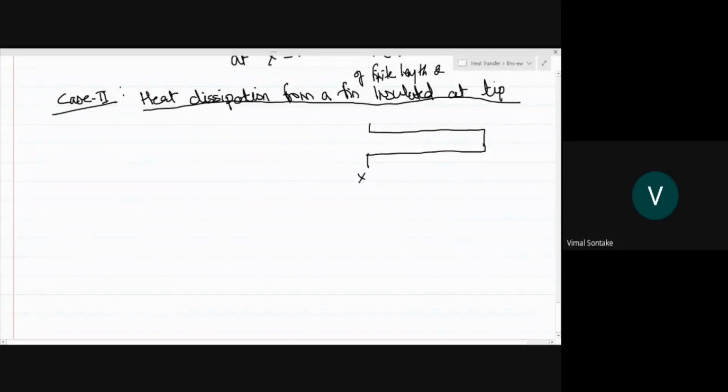At x equal to 0, this is the root of the fin. So this is nothing but base surface at temperature Ts. The fin is having finite length L. So at x equal to L, what we are assuming here, we are assuming this fin is insulated at this tip.